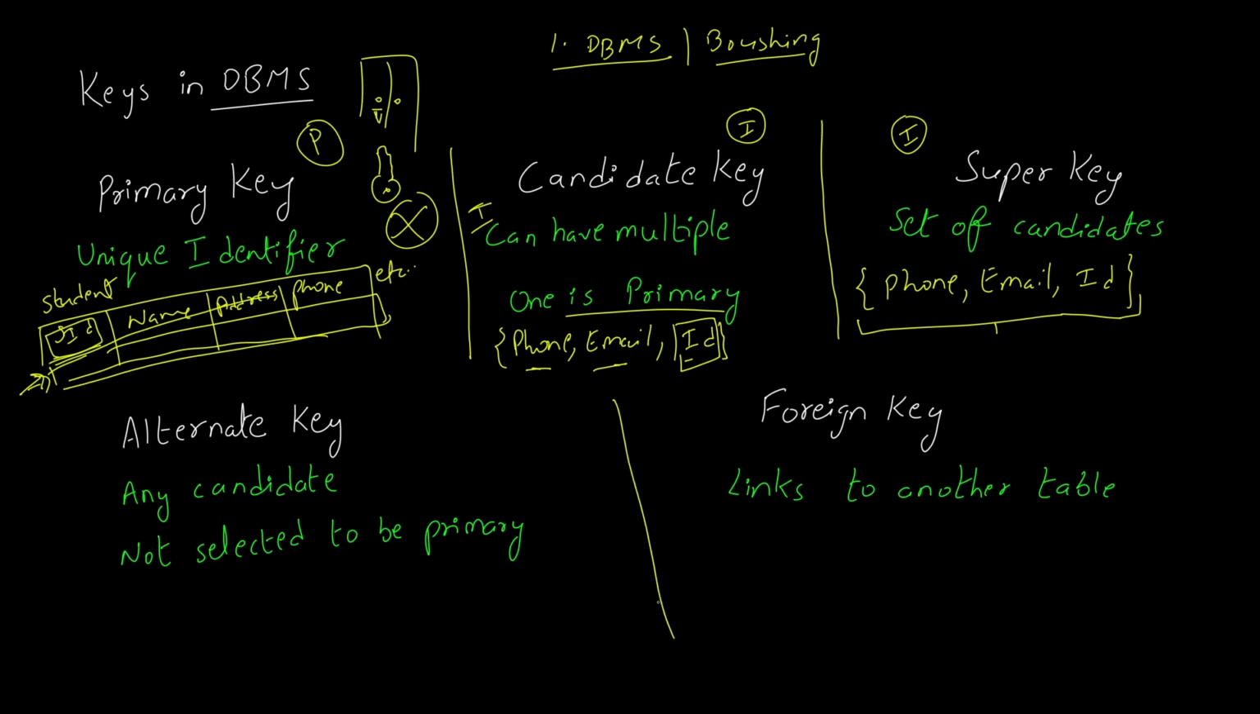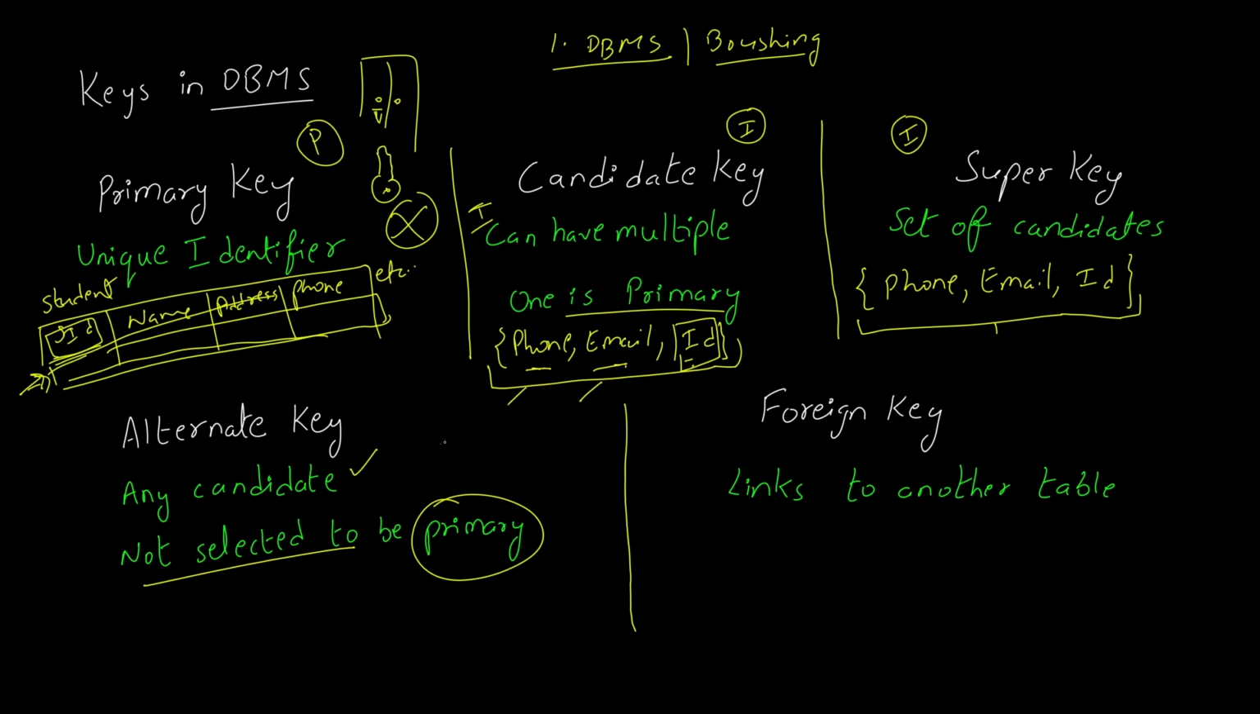Coming to alternate keys. You can read over here: any candidate not selected to be a primary key. In our case, phone, email, and ID are candidate keys. Two of them, phone and email, were not selected to be the primary key. In that sense, we know that in our table, phone and email are marked as alternate keys.